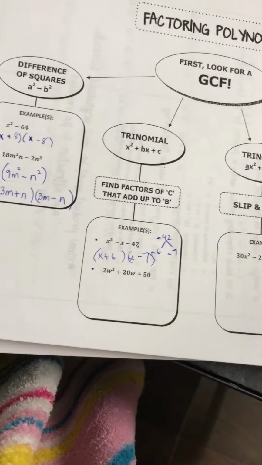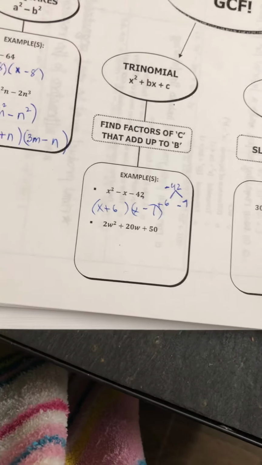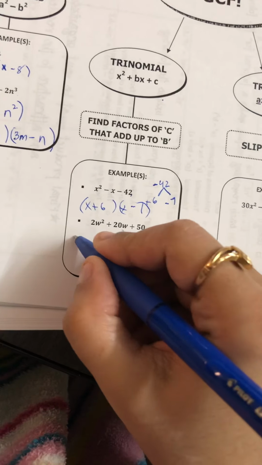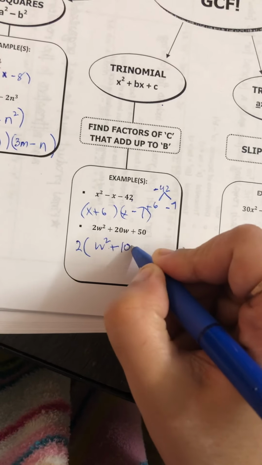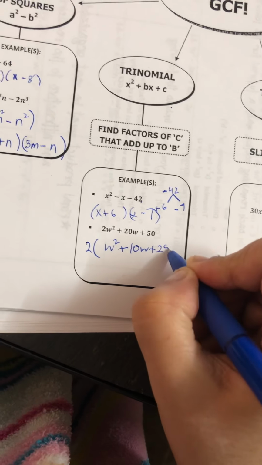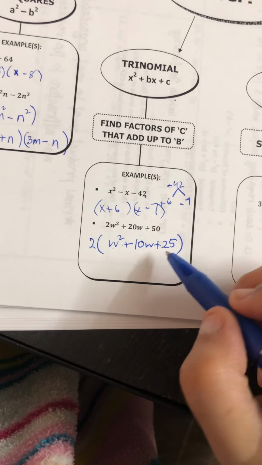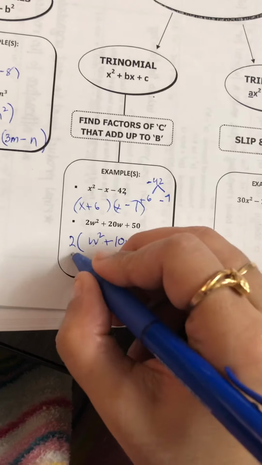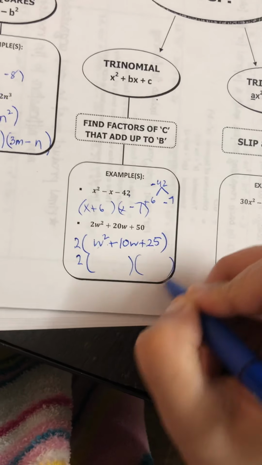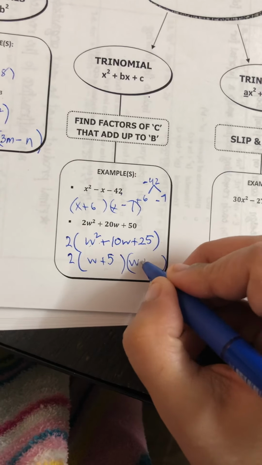The next is this one. Look for a GCF. Don't assume that this is a. First factor out if there is anything common. 2 is the greatest common factor. I had w squared plus 10w plus 25. Now I can see there is no a. 25 gives me 5 times 5. So my factors would be w plus 5 and w plus 5.